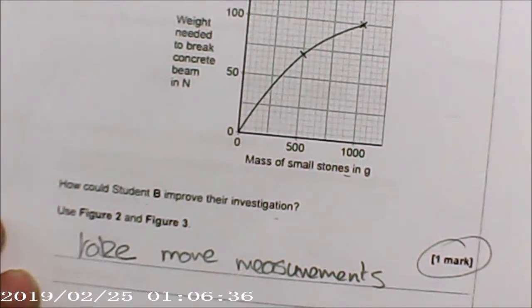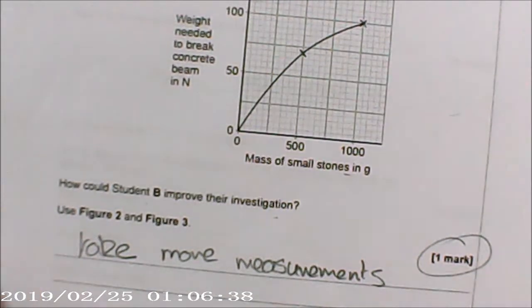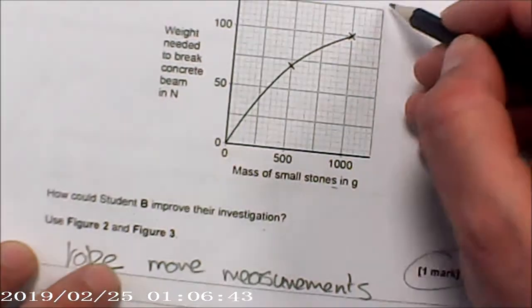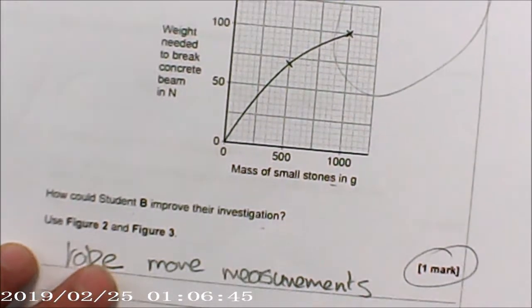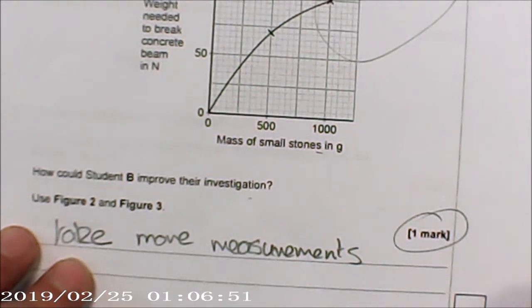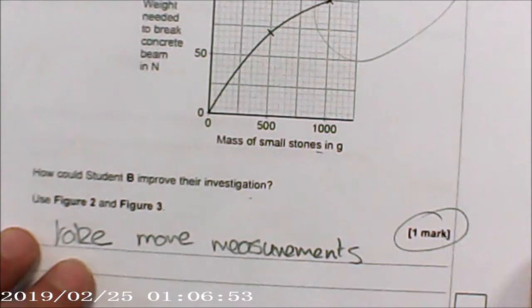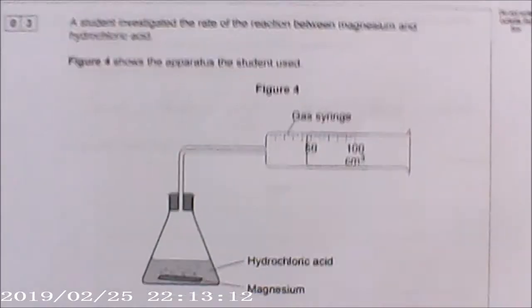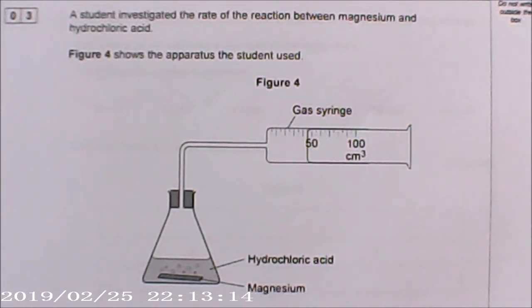Okay, they'll also accept doing the test with bigger masses of stones, anything like that, something indicating that we don't know what's going to happen here. So total that up, it's out of 11, give yourself a mark and make a note of anything that you were unsure of. Right, so we're moving now on to question number 3.